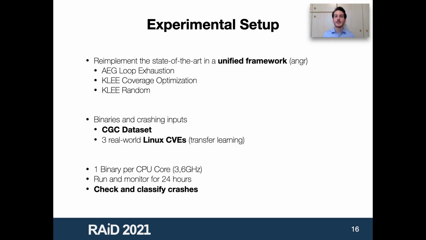In order to evaluate our approach, we first implemented prioritization techniques from the state-of-the-art in a unified framework, angr. Our initial dataset is composed of binaries and crashing inputs from the Cyber Grand Challenge dataset, as well as 3 real-world CVEs affecting Linux binaries that we use to show that transferring knowledge from the Cyber Grand Challenge dataset to a Linux x86 setting is possible.